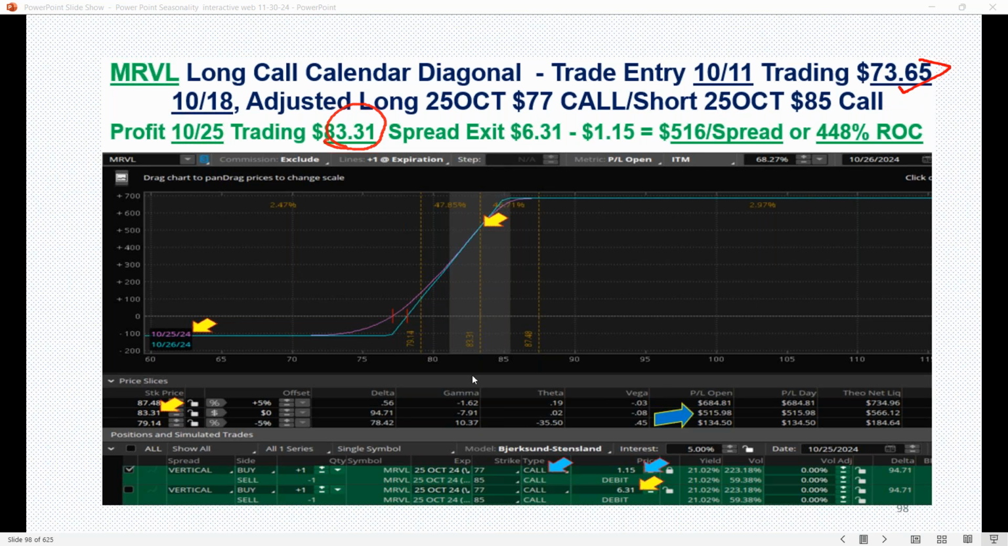Now we had this call debit spread here, and we adjusted the call to short that. So the spread we got out, the spread was at 6.31. Our cost was 115, with a profit of 516 per spread, a 448% return.